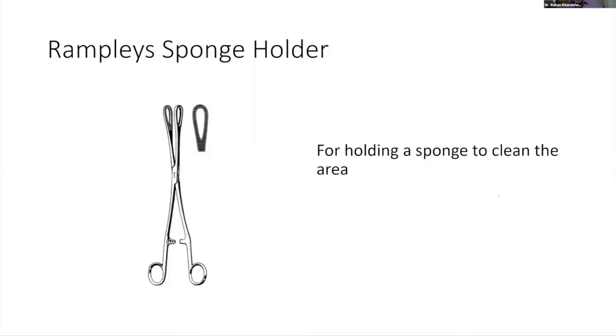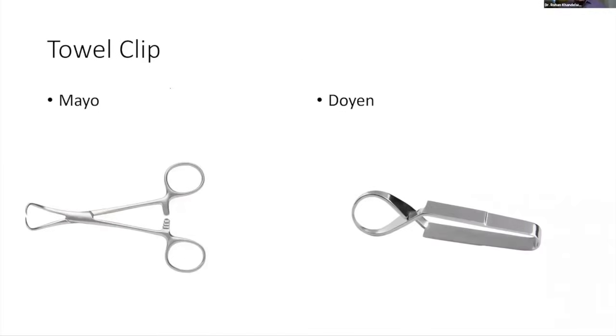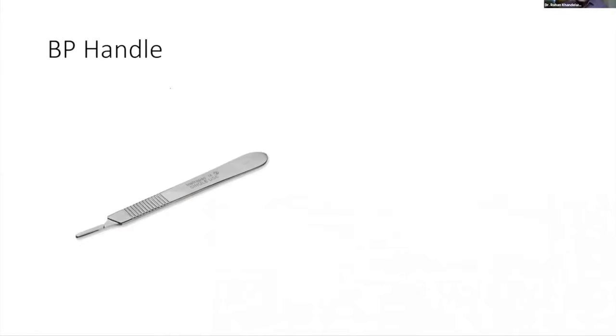A Rampley sponge holder is used for holding a sponge to clean the area. You can see it has a fenestrated end and there are serrations. So the blades are fenestrated and it has serrations as well. These are towel clips. These are 2 types of towel clips. All this is important for the PG exam as well. You have the Mayo clip and you have the Doyen's clip. Both are used for holding linen.